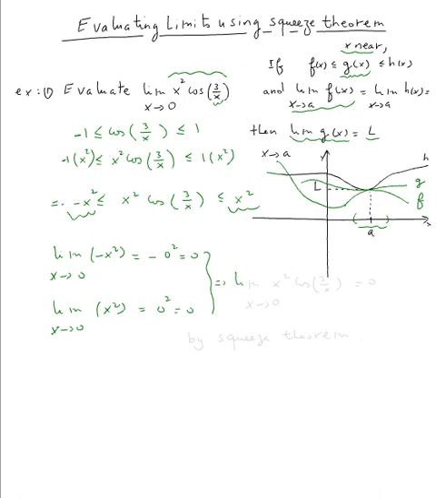Therefore, we can say that the limit of x squared cosine of 3 over x as x approaches 0 is equal to 0 by the squeeze theorem. And that's it.